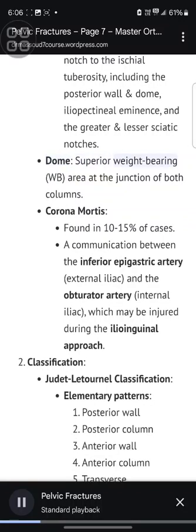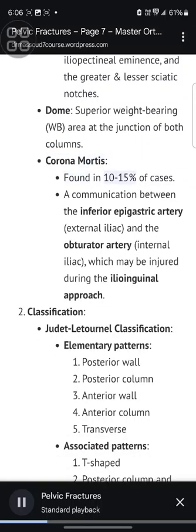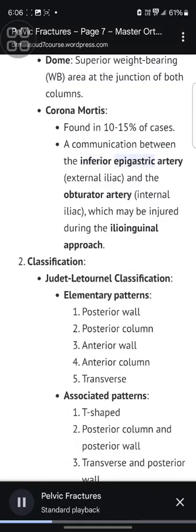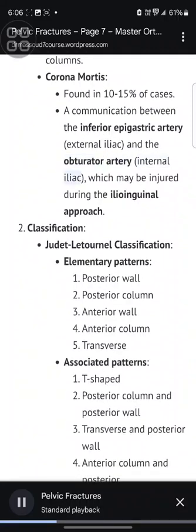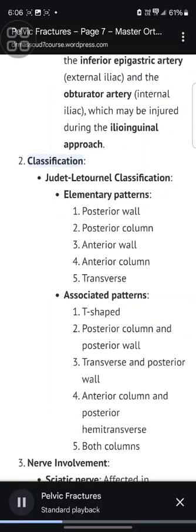Dome. Superior weight-bearing (WB) area at the junction of both columns. Corona mortis. Found in 10 to 15% of cases. A communication between the inferior epigastric artery (external iliac) and the obturator artery (internal iliac), which may be injured during the ilioinguinal approach. 2. Classification.